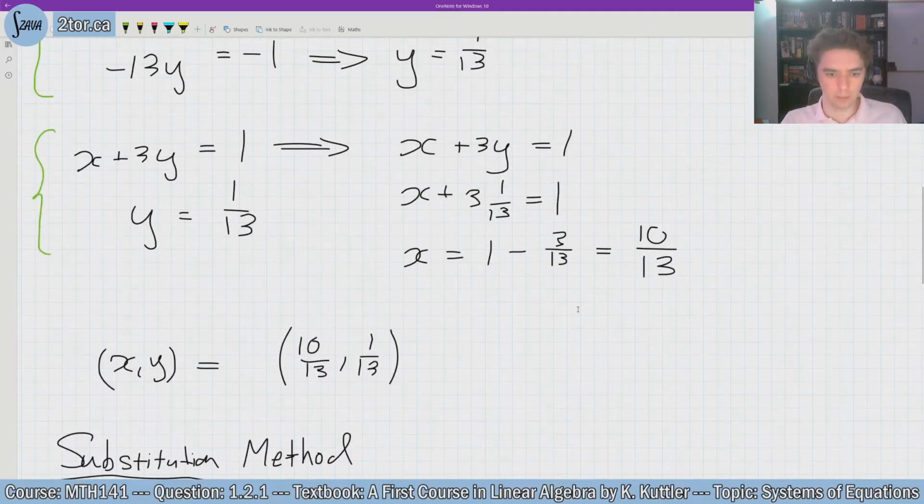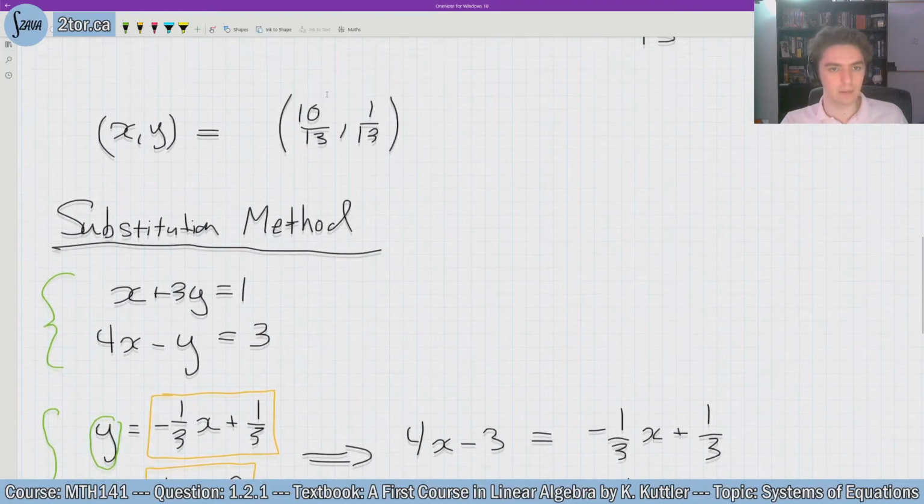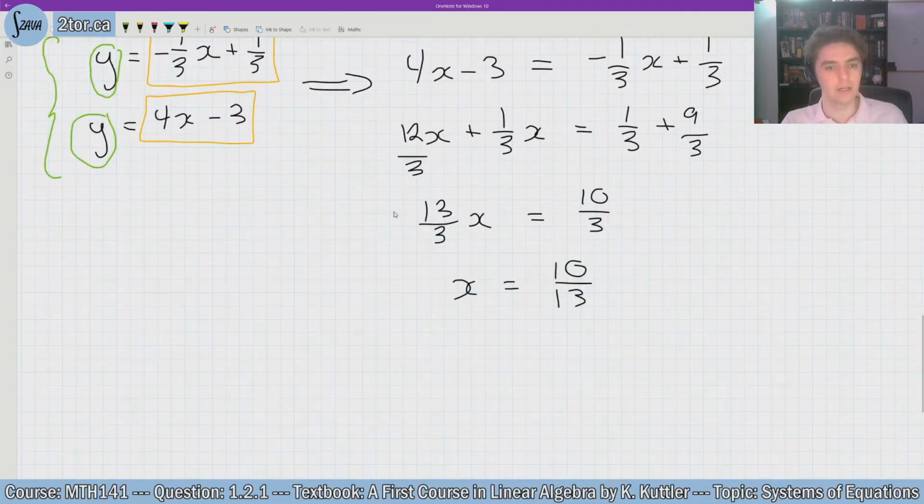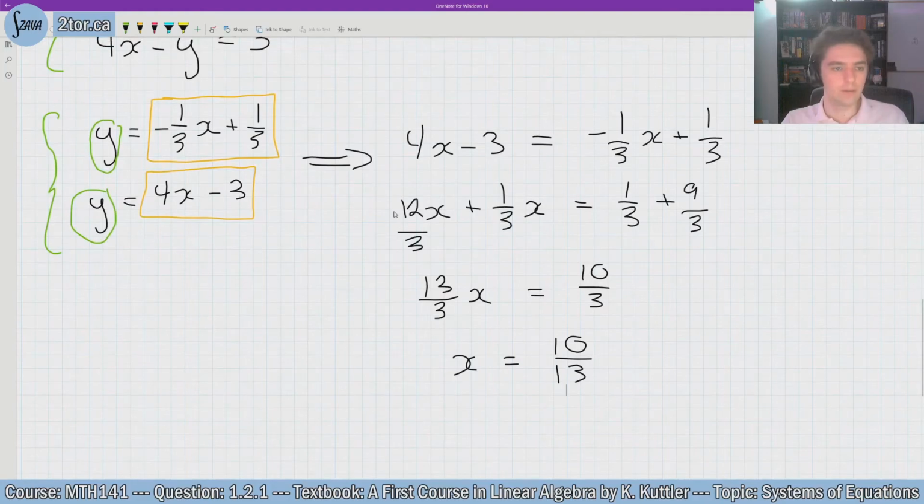And look at our solution from up here. x was 10 over 13. Yeah, we got the same number, 10 over 13. We know that's the answer. So there's our x value. Now, how do we find our y value? We can go back to either one of these equations and just plug x in. We know x is 10 over 13.